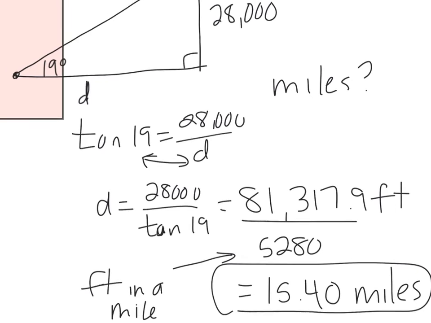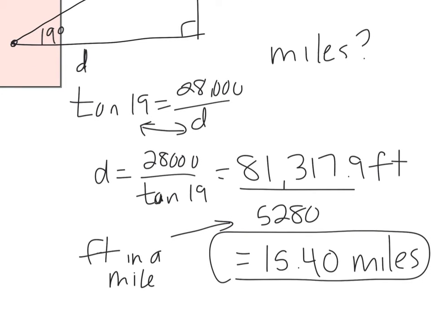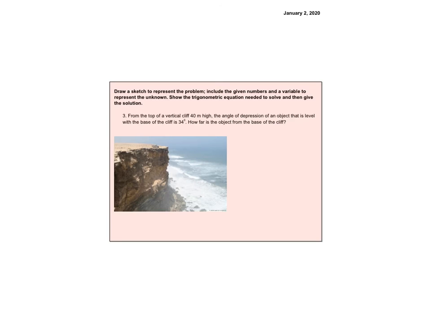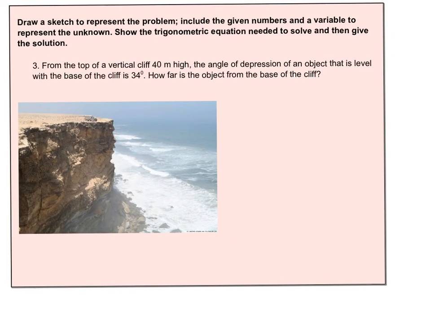All right, so 95% of this is going to be in your setup. Make sure that that's okay, and then you can go from there. So here, from the top of a vertical cliff, 40 meters high, the angle of depression of an object that's level with the base of the cliff is 34 degrees. How far is the object from the base of the cliff?